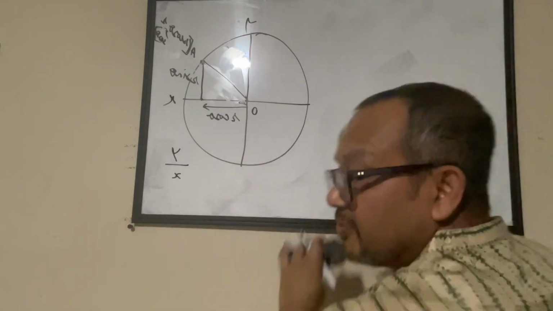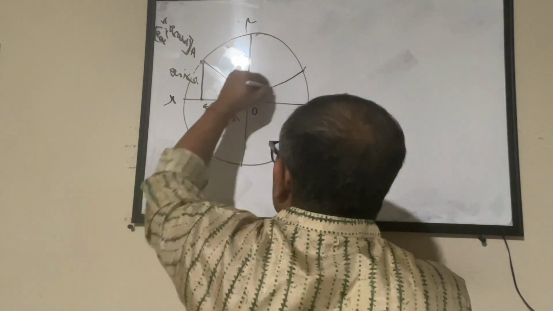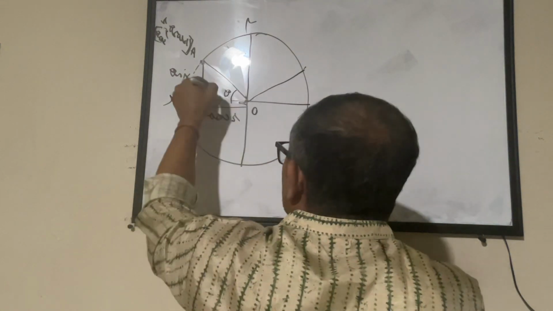Now let's go back to the identity part of it. Now let's draw these lines. So this is my theta. This much is.